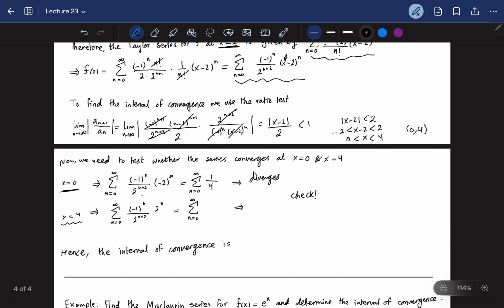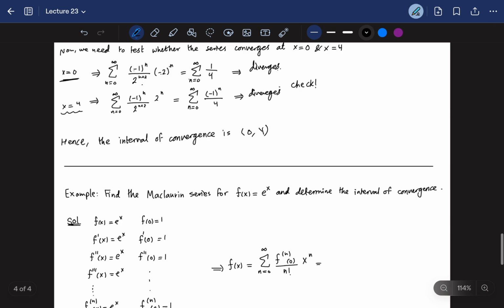Similarly, when you plug in 4, you're going to get 2 to the n, so we're going to have negative 1 to the n over 4. And this also diverges. Which means that the interval of convergence is just from 0 to 4, open. If one of these were convergent, then you would have to put a closed parenthesis here.